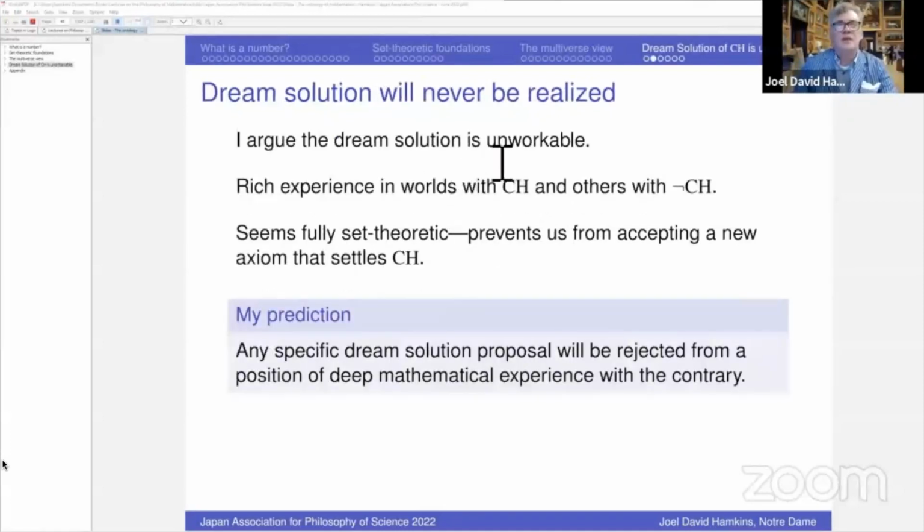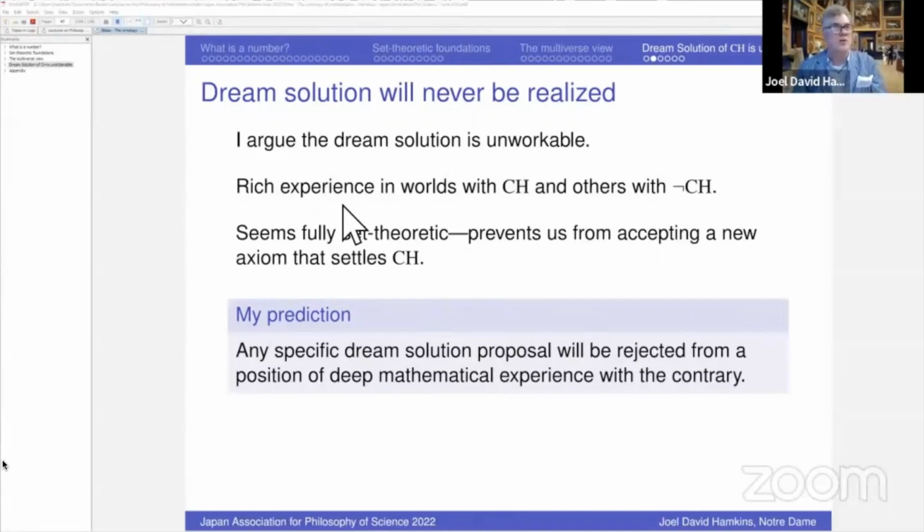But I have argued that it's impossible. We will never have that. And the reason my argument is based on the rich experience that we have in worlds with the continuum hypothesis and others with not CH. So it's not just that the continuum hypothesis is formally independent and we don't know anything more than that. Rather, we have built whole set theoretic universes and understood them very deeply in which the continuum hypothesis is true.